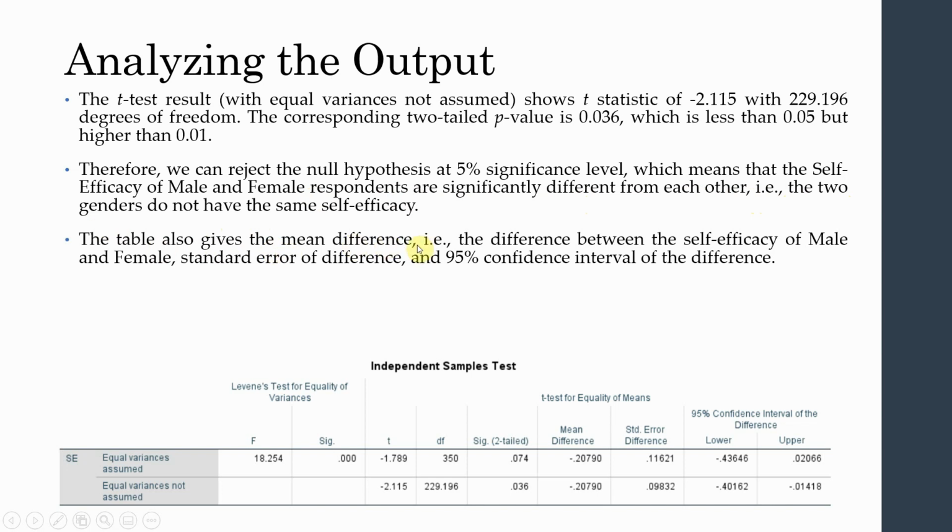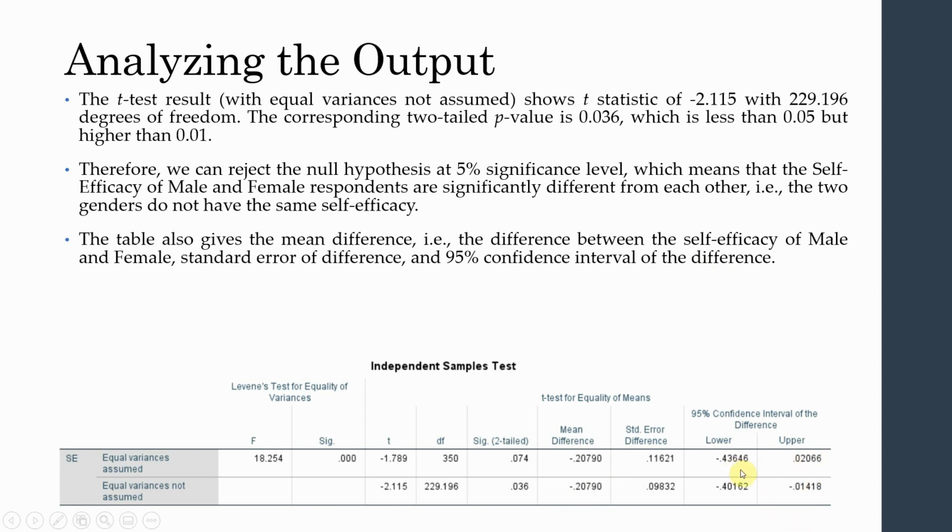The table also gives mean differences, that is the difference between self-efficacy of male and female, standard error of difference and 95% confidence interval of the difference. Now this is the mean difference. How much different is their self-efficacy? This is minus 0.20. And look at this, your 95% confidence interval. There is no zero in between. That's why the results are significant.